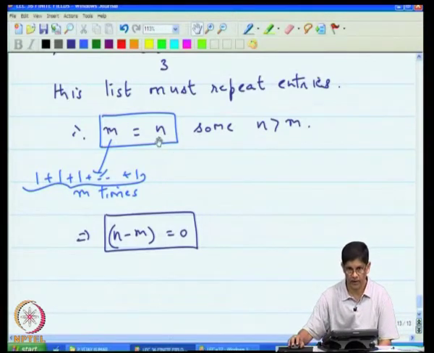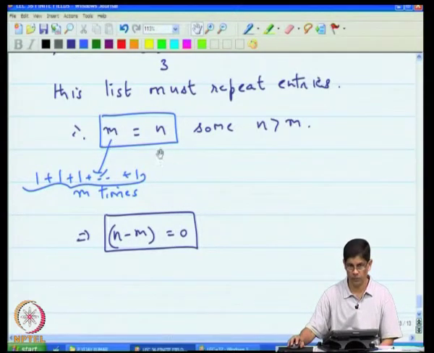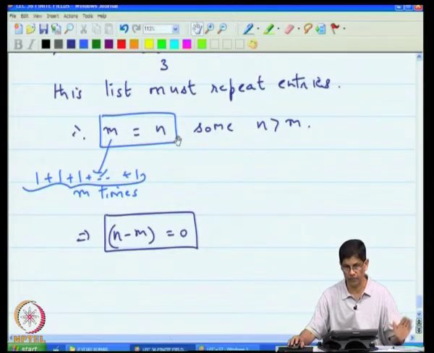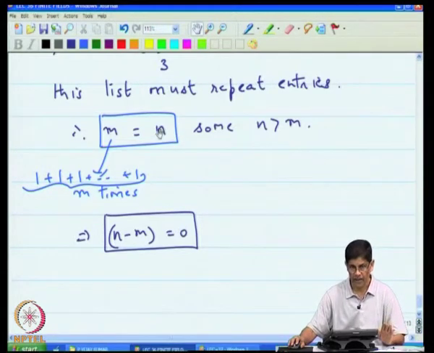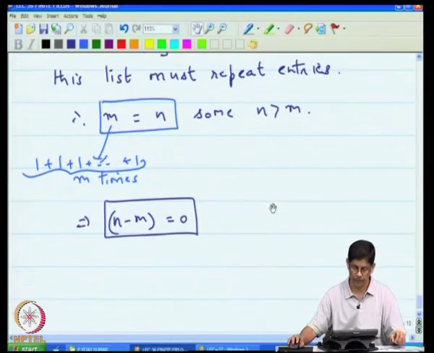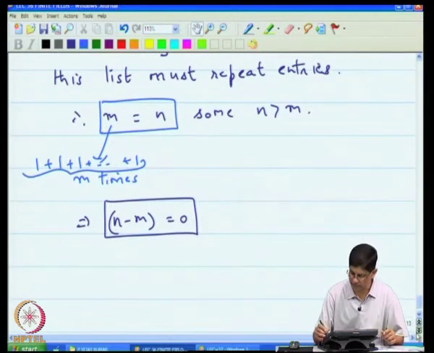Here you are adding 7 ones and here you are adding 5 ones. So the difference between the two is 2 ones. So if 5 ones is equal to 7 ones, then I can cancel 5 of the ones by adding -1 5 times to the left and to the right, and I am left with the fact that 2 ones is equal to 0, or 2 is equal to 0. Okay. So that means that n minus m is equal to 0.